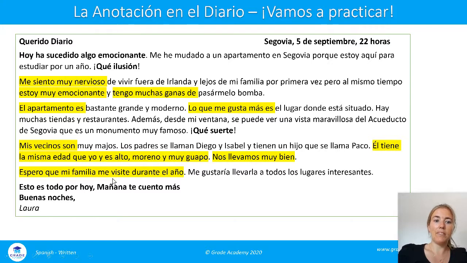Espero que mi familia me visite durante el año. I hope that my family visit me during the year. So here, not only are we showing the subjunctive, but we're also showing that we know how to use object pronouns. In this case, a direct object pronoun, visit me. Me gustaría llevarla a todos los lugares interesantes. I would like to bring, la here refers to la familia. So I would like to bring them to all of the interesting places.